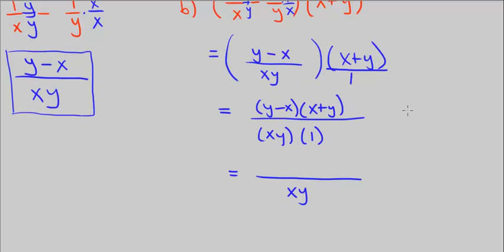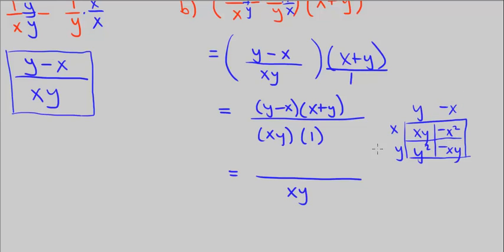How do we multiply these two? Well, let's use this box method to go ahead and distribute. So here we have y minus x times x plus y, right? So then x times y is xy. x times negative x is negative x squared. y times y here is y squared, and y times negative x is negative xy. Okay? So then that leaves us with xy minus x squared plus y squared minus xy.